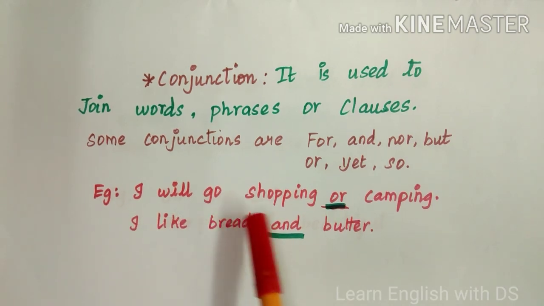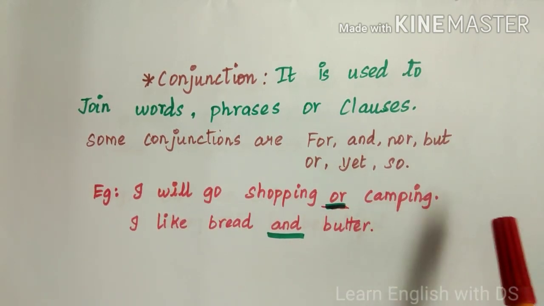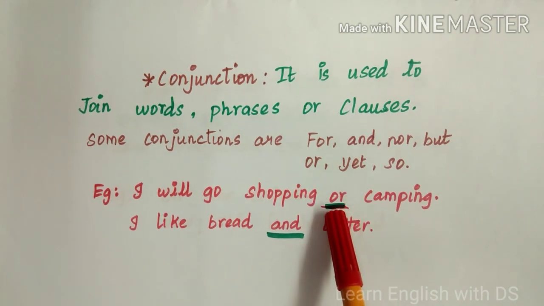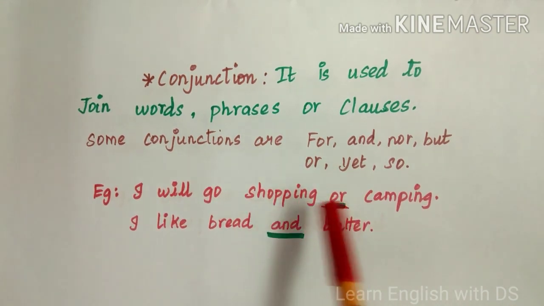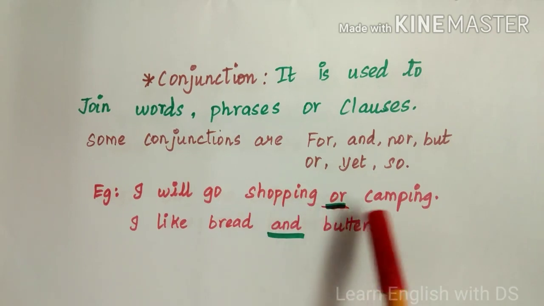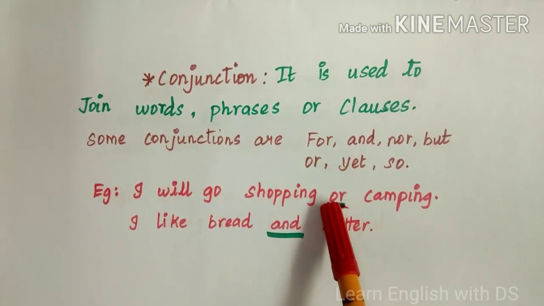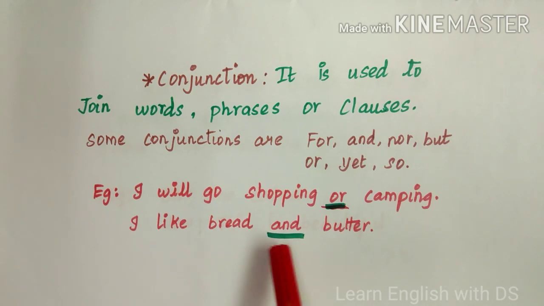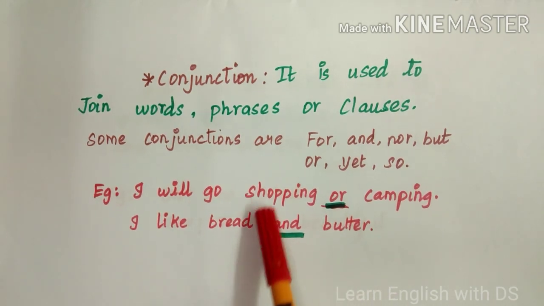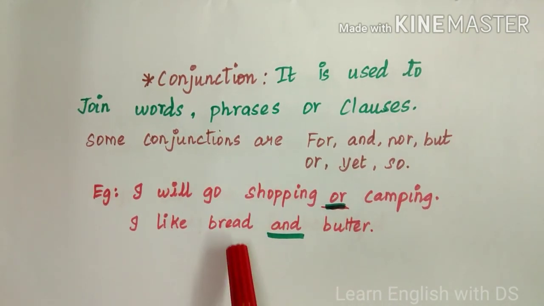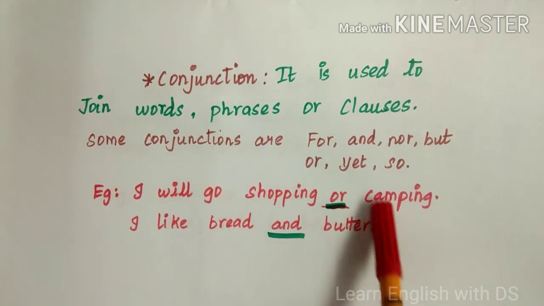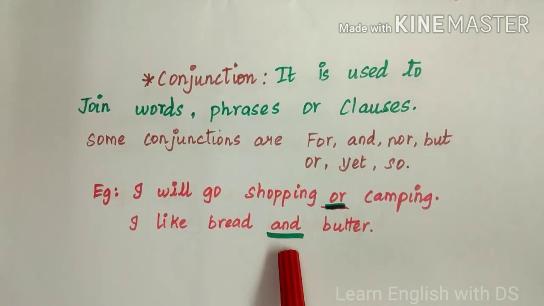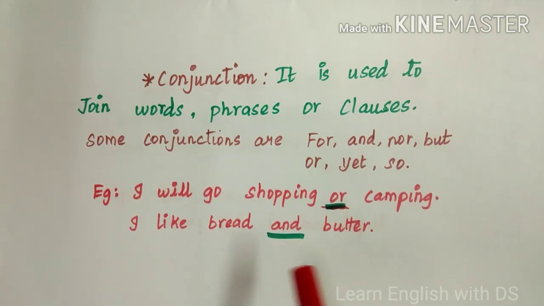I will go shopping or camping. In this sentence, or is the connector used to connect two words, that is shopping and camping. So or is a conjunction. Next, I like bread and butter. In this sentence, and is the word used to connect the two words bread and butter. So and is the connector. So conjunctions are the words used to connect two words or phrases or clauses.